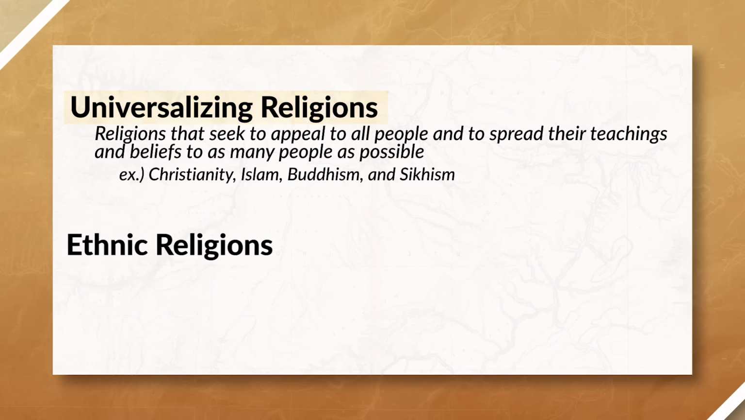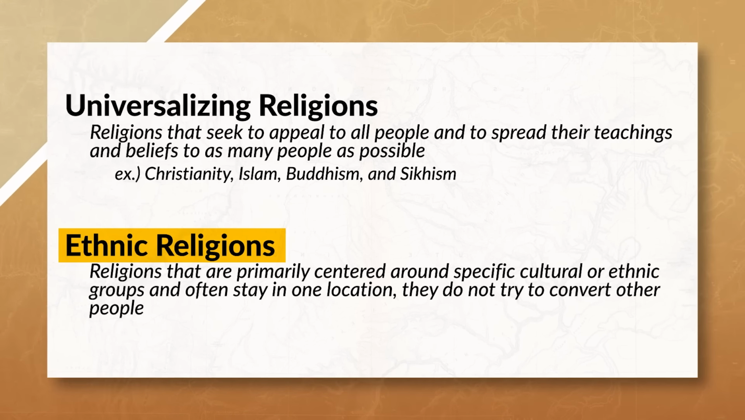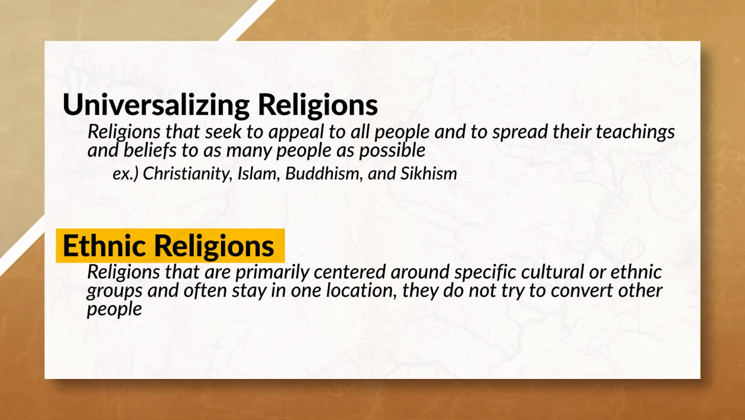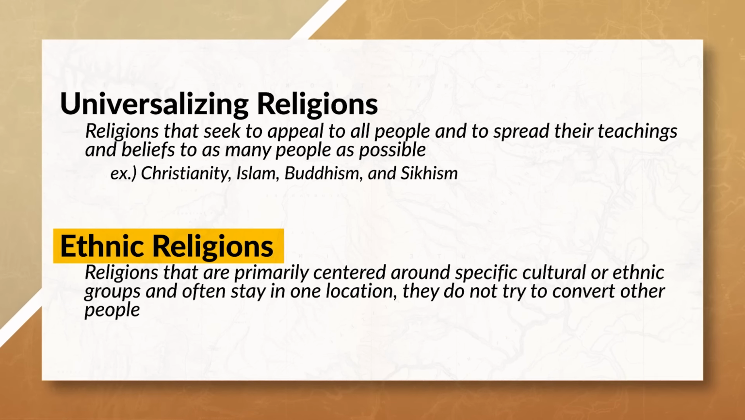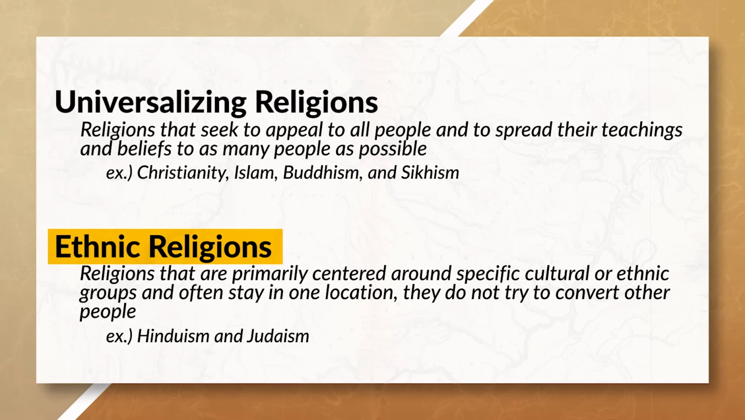Next, we have ethnic religions, which are primarily centered around a specific cultural or ethnic group, and often stay in one location. These religions do not try and convert other people, and often diffuse through relocation diffusion. Examples of ethnic religions include Hinduism and Judaism.